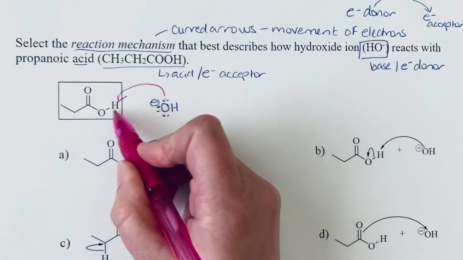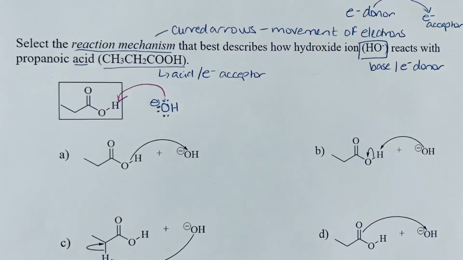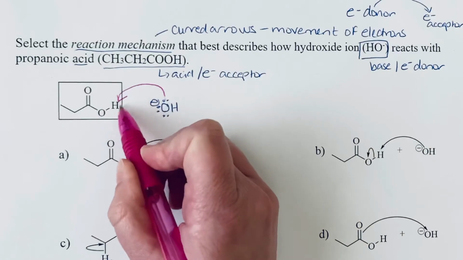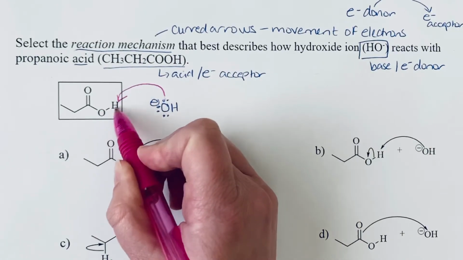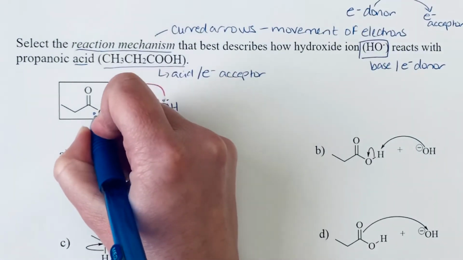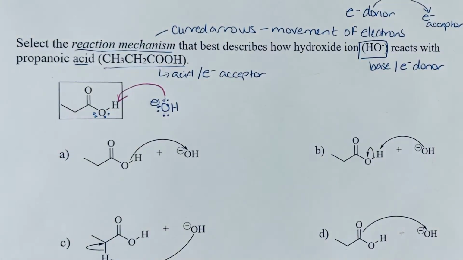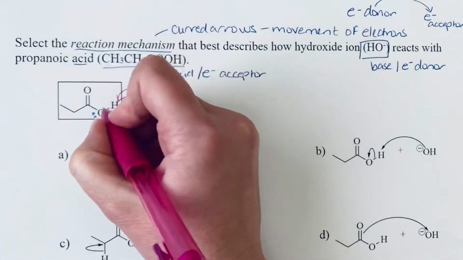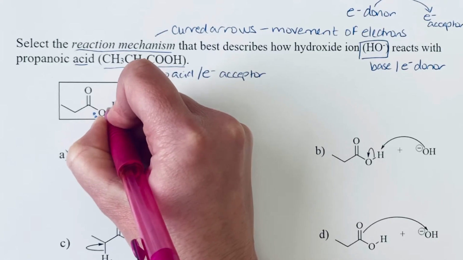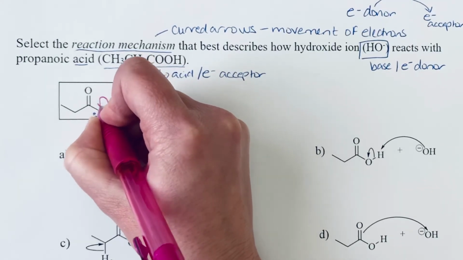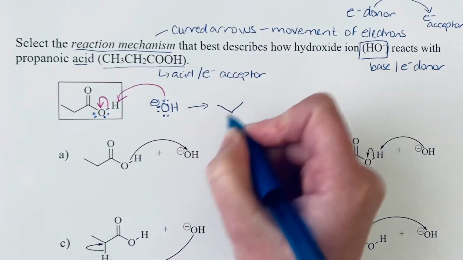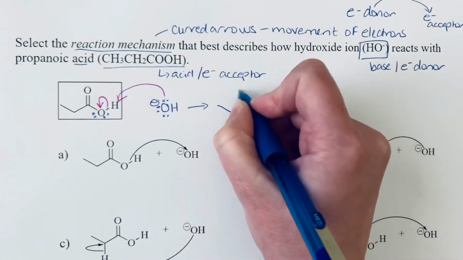And now hydrogen can only have one bond at a time. And so if a new bond is forming between this oxygen and this hydrogen, then the original hydrogen-oxygen bond needs to break. And so the oxygen that hydrogen was attached to had two lone pairs of electrons. And if we break the hydrogen-oxygen bond, we're going to take the two electrons from that covalent bond and give them to the oxygen.